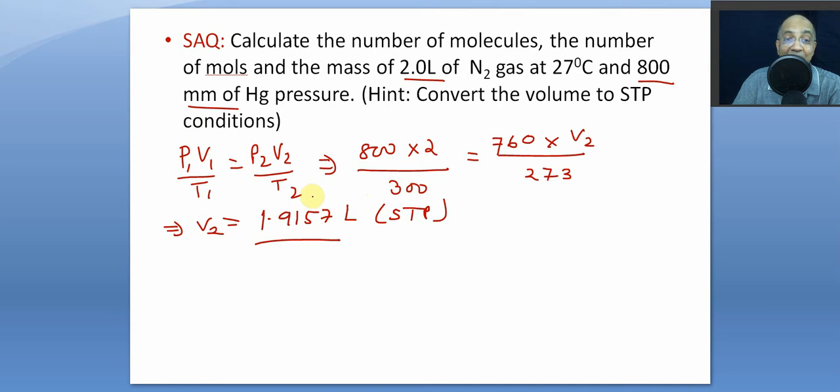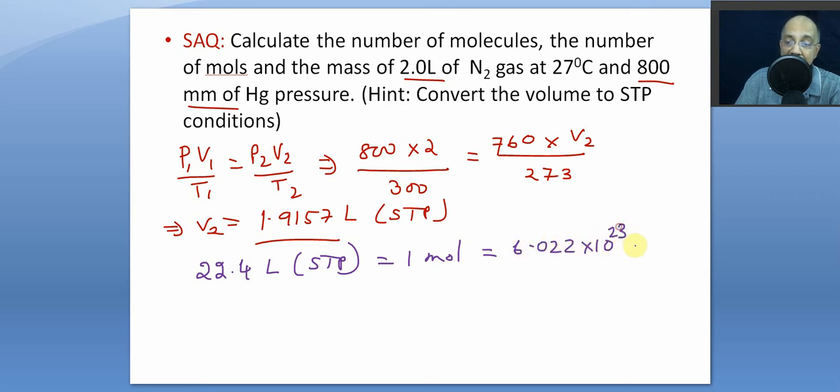Now, let us do it in one line. Calculate the number of molecules, number of moles. So 22.4 liters of any gas at STP is equal to 1 mole, and 1 mole of any substance, if it is a molecular substance, contains Avogadro's number of molecules. So it is asking number of molecules and number of moles. And mass, of course, nitrogen's molecular mass is 28 gram.